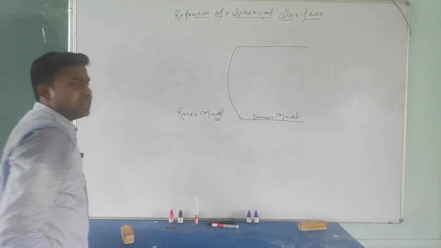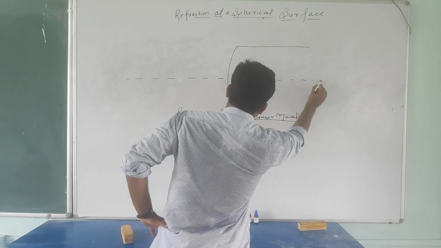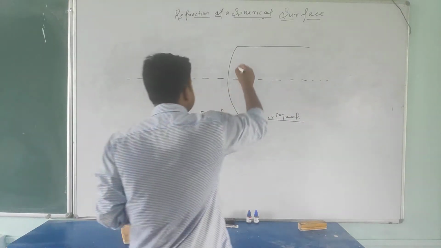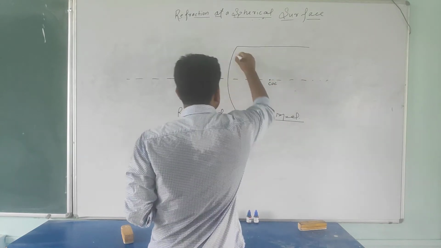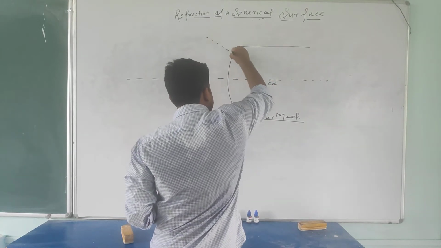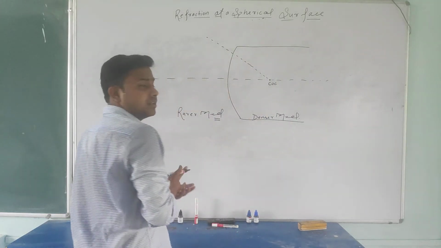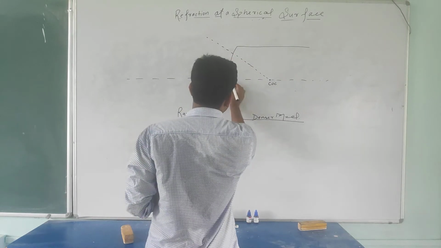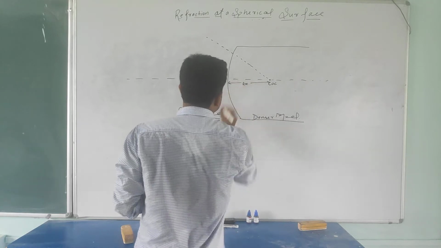Okay, now we'll observe how the image will form here, and then we'll find a formula, a relation. Look at this, student. I am assuming this one is the center of curvature, and here a normal is drawn on this surface, and this distance is the radius of curvature, ROC. So here this one is also ROC.